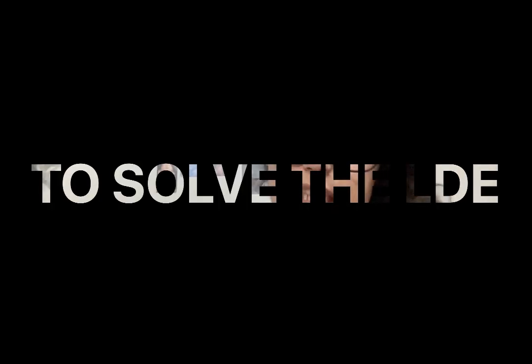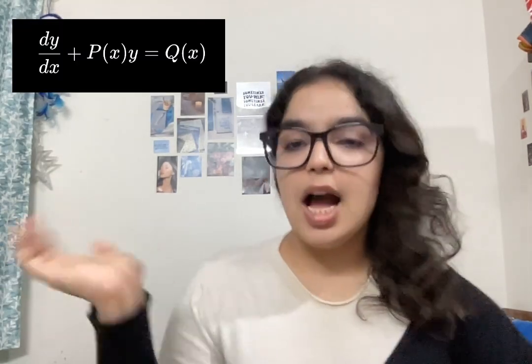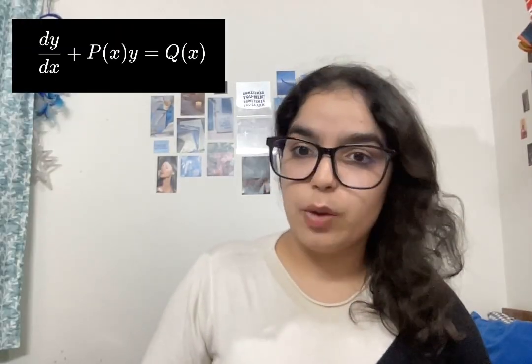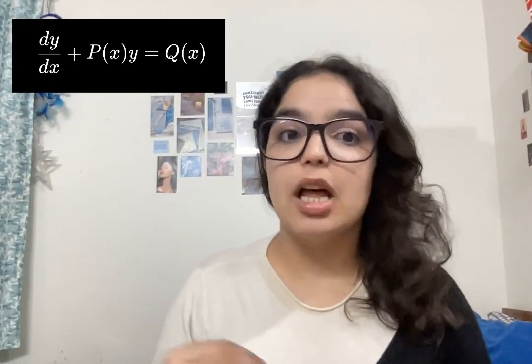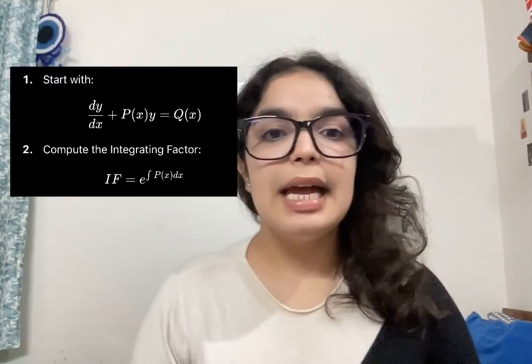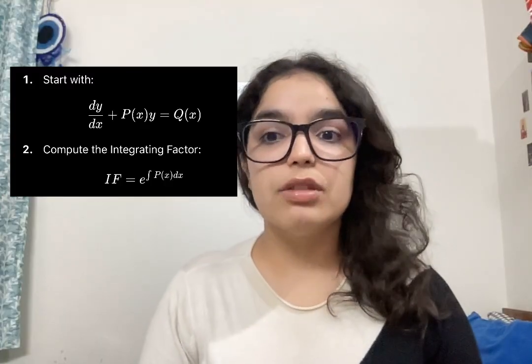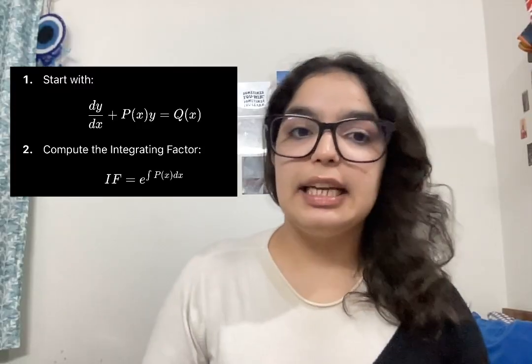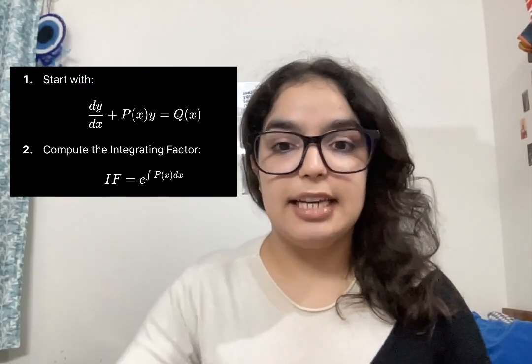Alright, now for the magic trick. To solve these linear differential equations, we use something called an integrating factor, or IF. Now here's the recipe. Start with an equation like this. To find the integrating factor, we take the coefficient of y, which is p of x, a function of x alone. Then the integrating factor is equal to e raised to the power integral of p of x dx. Whatever you get after the integration, e to the power that, will be your integrating factor.